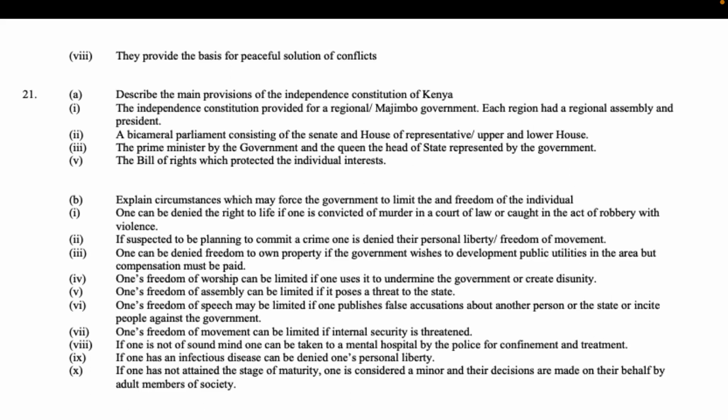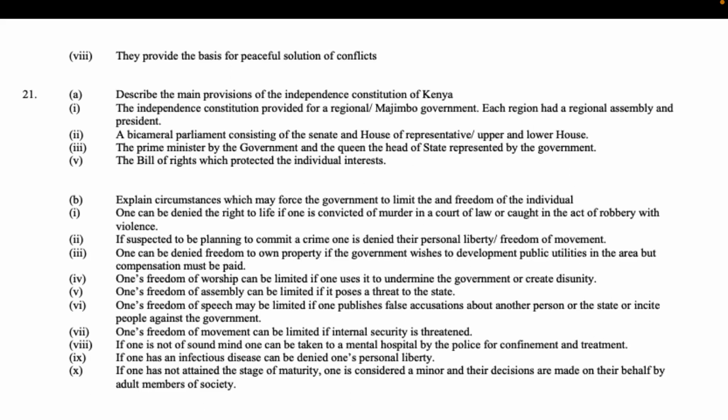B. Explain circumstances which may force the government to limit the freedom of the individual. One, one can be denied the right to life if one is convicted of murder in a court of law or caught in the act of robbery with violence. Two, if suspected to be planning to commit a crime, one is denied personal liberty and freedom of movement. Three, one can be denied freedom to own property if the government wishes to develop public utilities in the area, but compensation must be paid. Four, one's freedom of worship can be limited if one uses it to undermine the government or create disunity. Five, one's freedom of assembly can be limited if it poses a threat to the state.